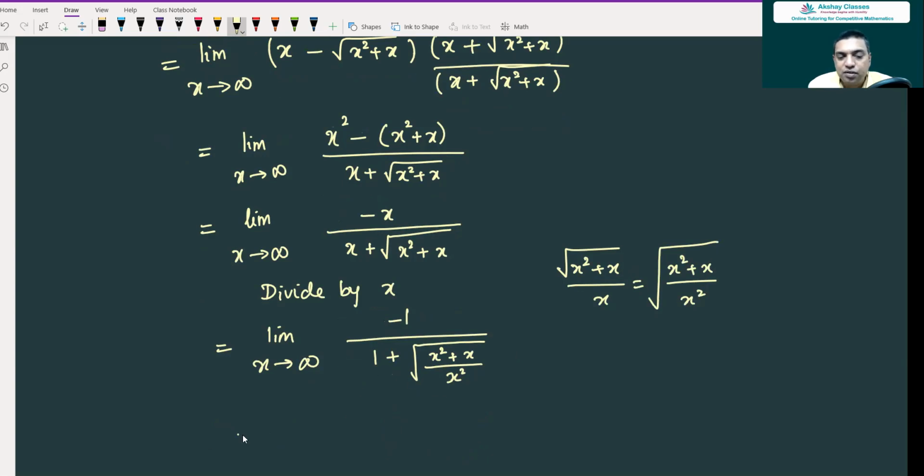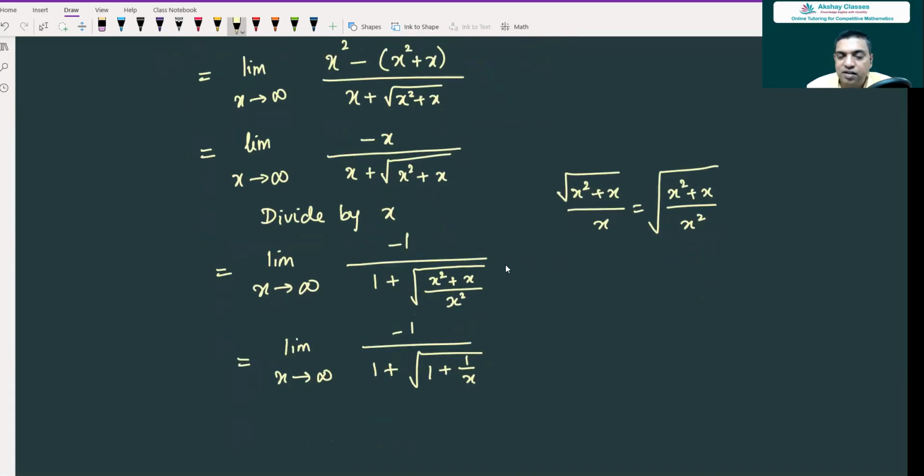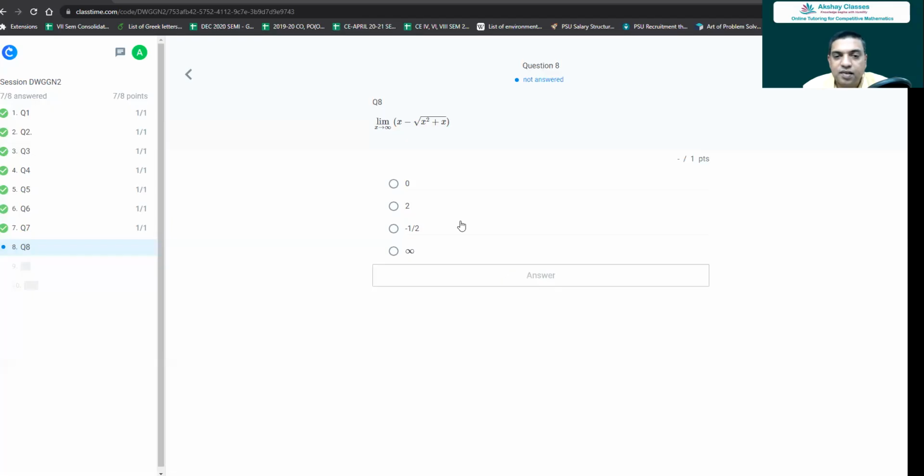So this is limit x tends to infinity minus 1 upon 1 plus under root of 1, x square by x square is 1 plus 1 by x. So now this is minus 1 by 1 plus under root of 1 plus 0. So this is minus 1 by 1 plus 1, that is 2 in the denominator. So minus 1 upon 2 is the answer.